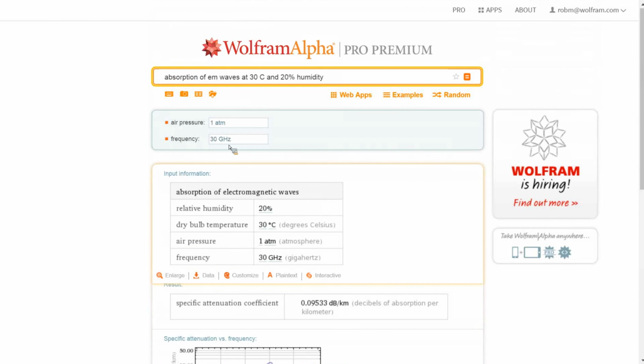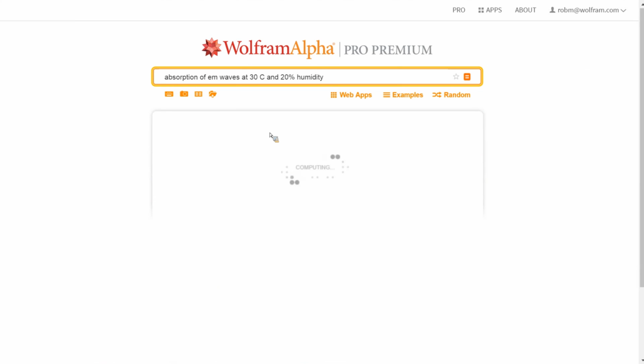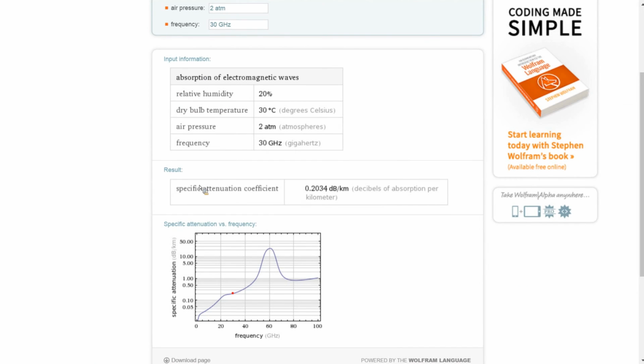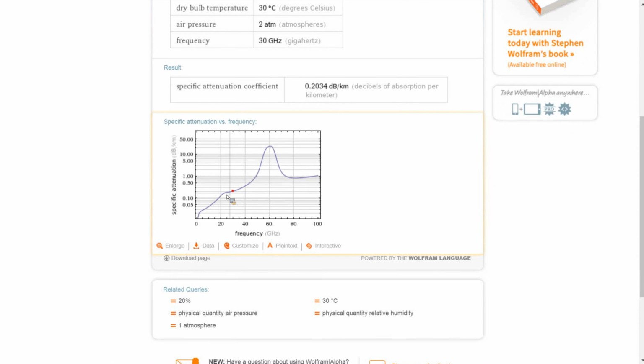And you can ask them to change it. Maybe I want to look at higher pressure. So I'm going to double the atmospheric pressure. What happens to the attenuation curve? You can see that first bump changed significantly. So now you get to ask them all sorts of fun questions like, why would there be a bump in the attenuation curve? And why would that bump depend on atmospheric pressure?